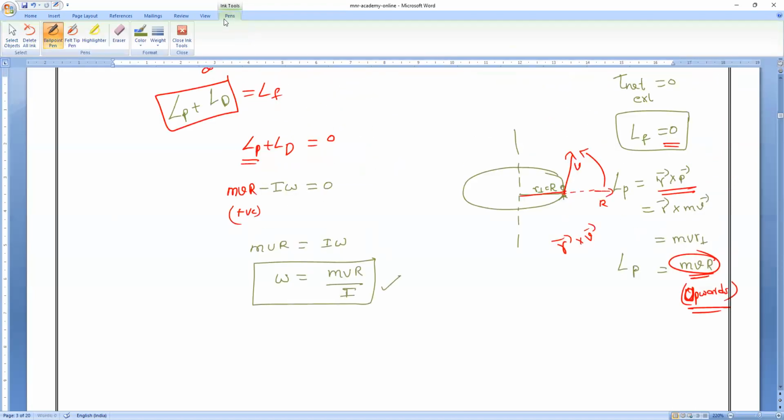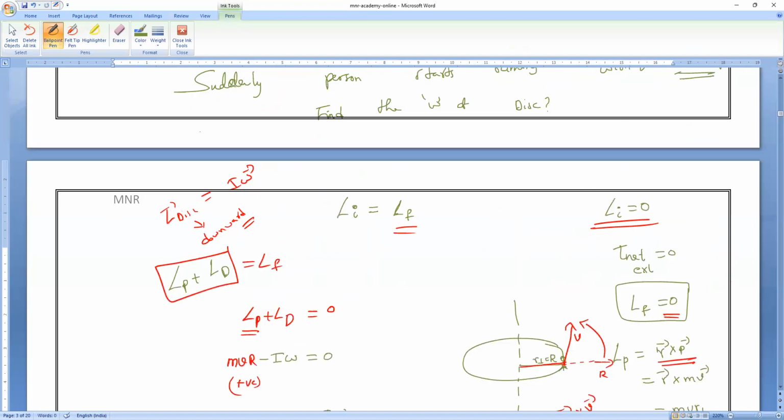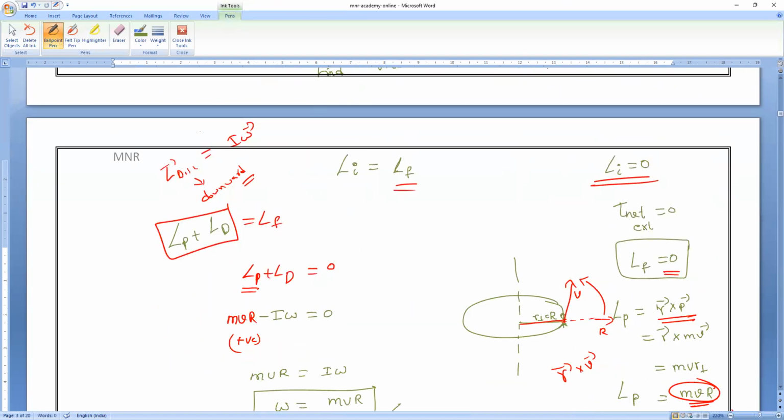Anybody having any doubt, you can ask me. Mani and Samya, understand? Yes, sir. Any doubt, anybody can ask me. So this is the formula. Mr. Rohit, clear?